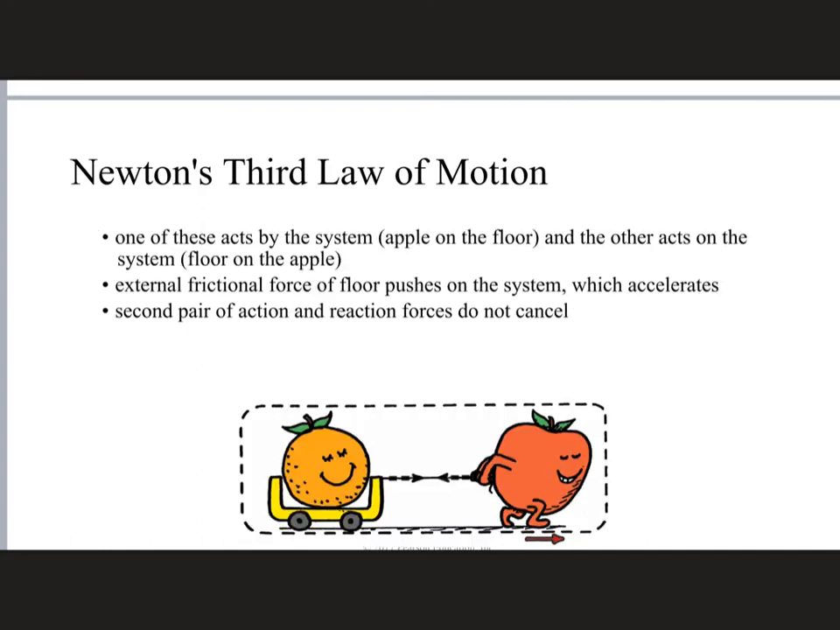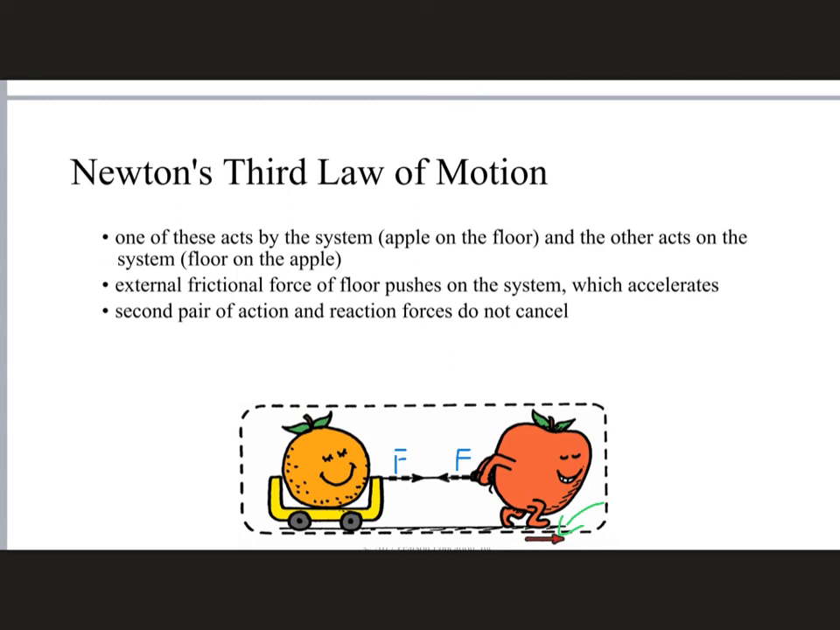So here we have the original two pairs, the action and reaction pair that we had before. So we have that force and that force. But now there is a new force down here, and that's the force acting on the system, which is friction. And so one of these is acting on the system and the other is acting by the system.